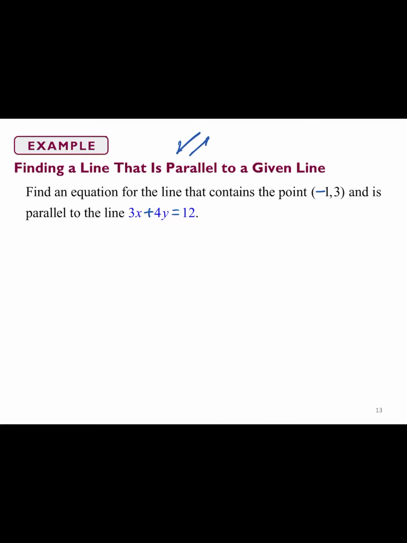Find the equation for the line that contains the point (-1, 3) and is parallel to the line 3x plus 4y equals 12. Let's get this in slope-intercept form, meaning we want all of the information on one side away from the y value. So this 3x needs to go to the other side, by subtracting. So we have 4y equals -3x plus 12.